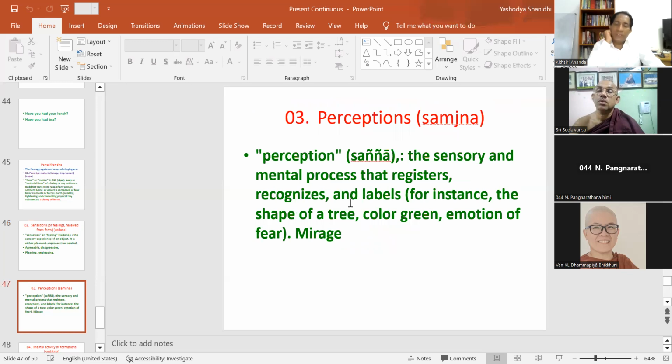And then comes perceptions, sanya, the memory chip of the individual. Like a computer memory card, perception, sanya. This is the most troublesome case. This doesn't allow us to enjoy anything fresh.